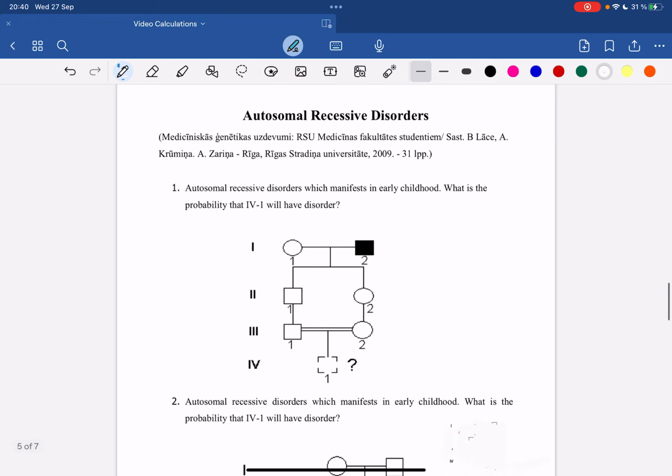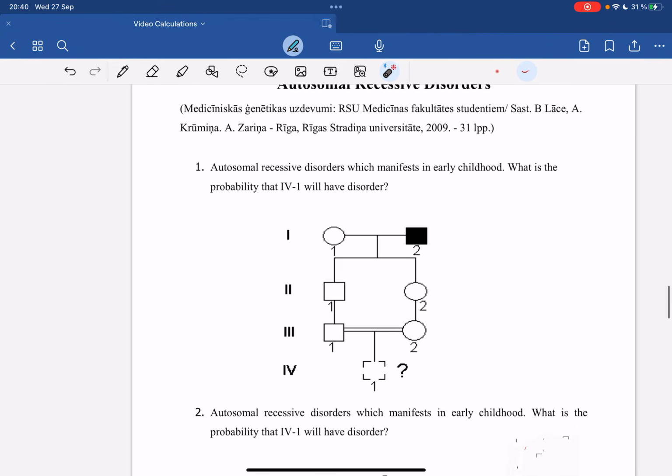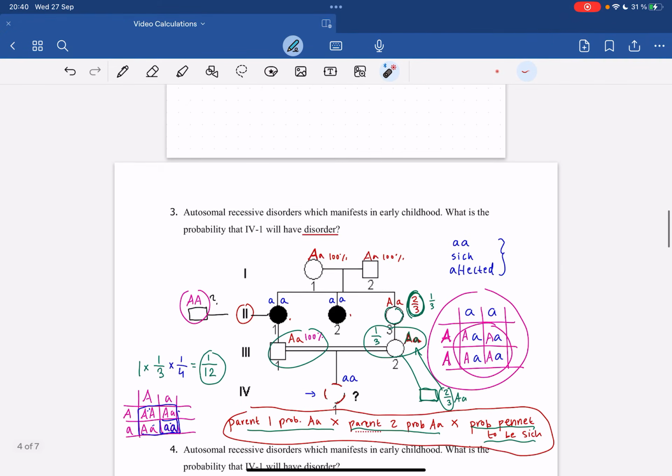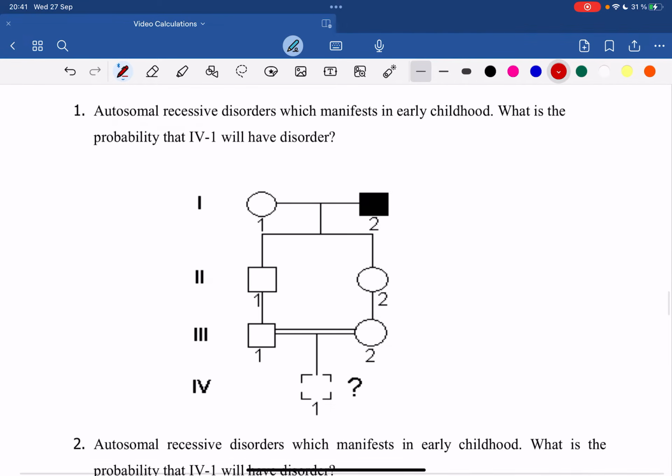Let's start with this question. Autosomal recessive disorder. So we immediately know that we're working with the right disease. What is the probability that 4/1 will have the disorder? I'm just going to make sure that it's not the same question as this. No, okay. 4/1. This is 4. This is 1. We know it's a guy. Congratulations. Not born. We'll see what the chance for this child to be sick is.